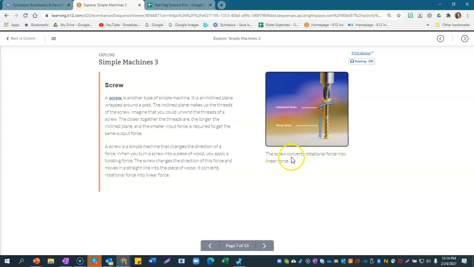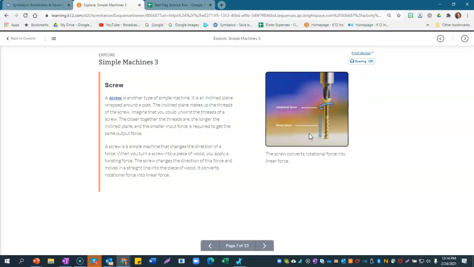So the screw converts that rotational force into a linear force, okay? And it's by the shape and the angle of the inclined plane on the post. So a screw is a simple machine that changes the direction of a force. So can you see how the direction changed from rotating to linear?